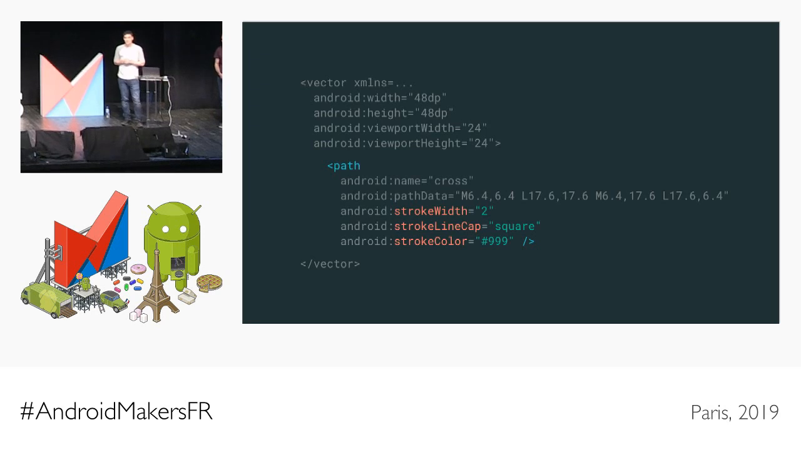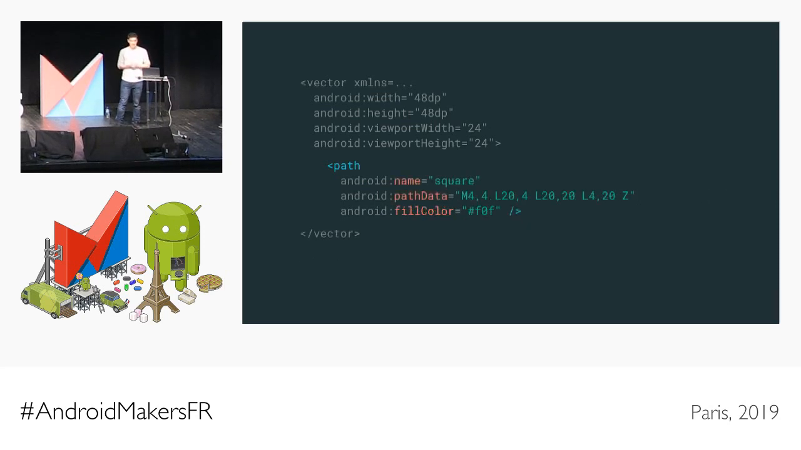So paths by themselves don't actually do anything. You need to specify either a stroke color, in this case, just a hex color 999. This is how you would draw a border around a shape, or a fill color, which describes how the interior of a closed shape should be drawn.